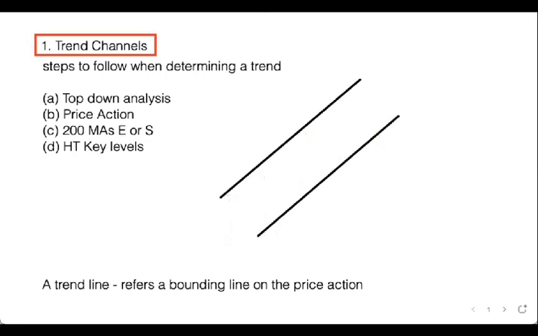Now, how do you even figure out a strong trend on the market? Because not all the trends that you find will be the strongest trend. How do you determine the strongest trend? You determine that by doing what you call a top-down analysis. You start your analysis on the biggest time frame.